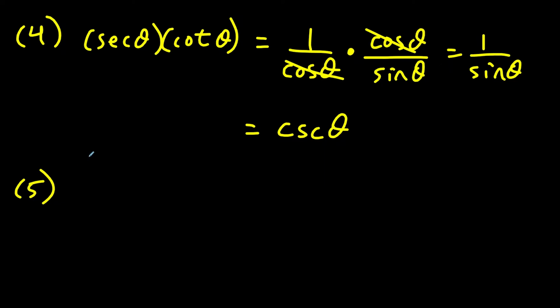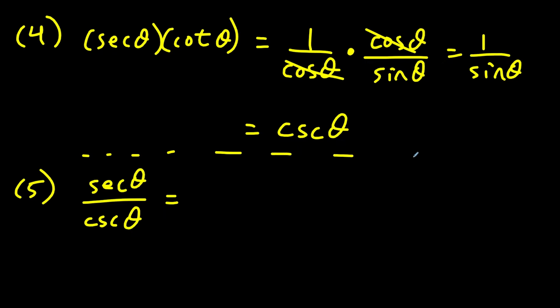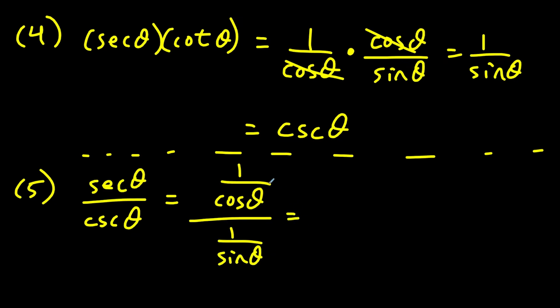Now for question 5, next we look at secant theta divided by cosecant theta. For something like this, there are a few ways you could deal with it, but I'm going to rewrite the numerator as 1 over cosine theta, and the denominator as 1 over sine theta. Now if we use the technique to divide fractions, some people know this as keep, change, flip, we could write the first fraction times the reciprocal of the second fraction. And then notice here, we're going to be left with sine over cosine, and the identity for sine over cosine is just tangent theta.